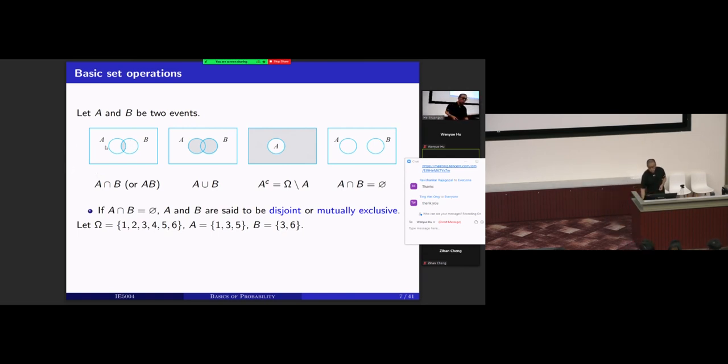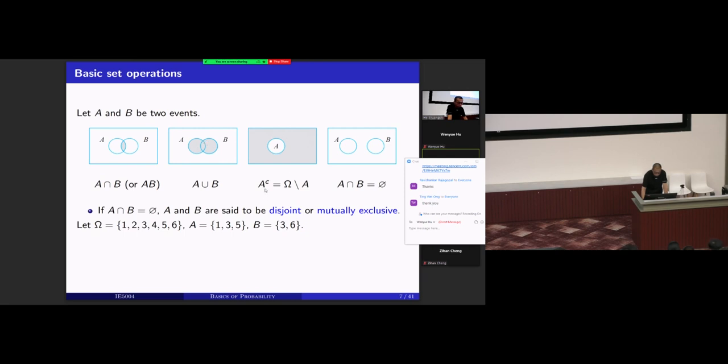2 events, A and B, just 2 sets, right? So this shaded area here is just the common area of both A and B. So the element in this shaded area is in both A and B. So it's the intersection of A and B. And the elements either in A or B, so this shaded area is the union of A and B, right?